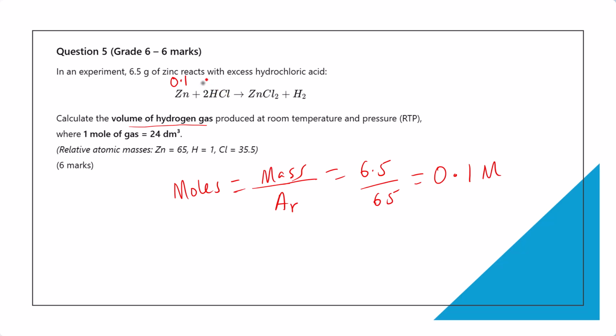It means HCl was 0.2, you double that. And this is going to be 0.1, and that's going to be 0.1 as well. How do I know that? Because there's a 1 in front here, and there's a 1 in front here. So if the 0.1 is what they use, that means I'm getting 0.1 mole of hydrogen.